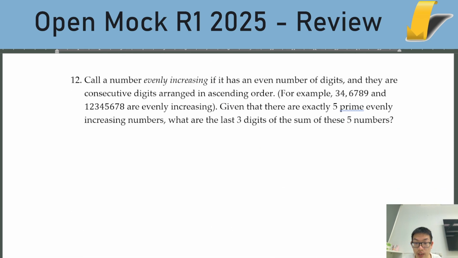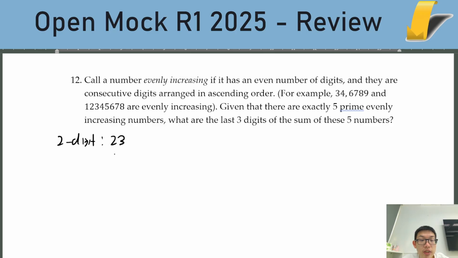Question 12. We call a number evenly increasing if it has an even number of digits and they are consecutive digits arranged in ascending order. Given that there are exactly 5 prime evenly increasing numbers, what are the last 3 digits of the sum of these 5 numbers? Okay, 5, I have no opinion on whether this is a lot. So if I want to start, let's start with 2 digits because I think those will be the easiest to check. So 2 digits, I only care about odd.